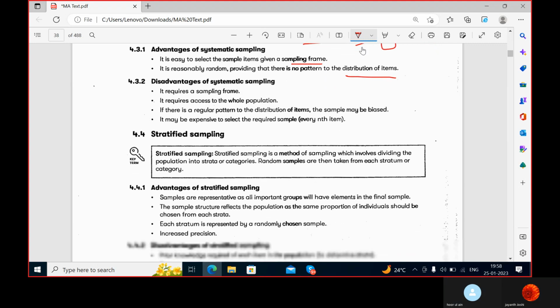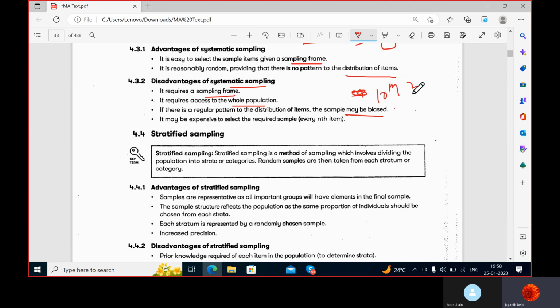Now, disadvantages of systematic sampling: it requires a sampling frame, it requires access to the whole population. If there is a regular pattern to the distribution of items, the sample may be biased. That's why we say it is random sampling, there is no pattern to this. We are doing it like nth. We did not say that we are going to take the 10th item, the 20th item. It can be the first item, the fifth item, the seventh item. We'll take a break after. There's no set pattern for when you are going to take a break. The intervals you're having are random. That's why they said nth. It may also be expensive to select the required sample every nth item.